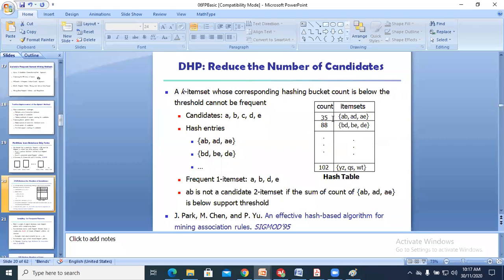So this is, in fact, one hash basket, and this is another hash basket, and each hash basket has the count given in this table.